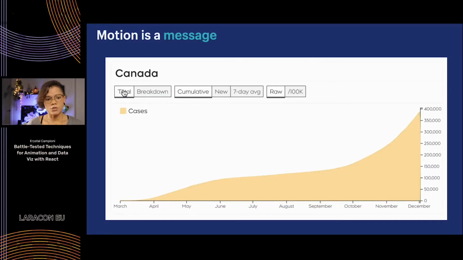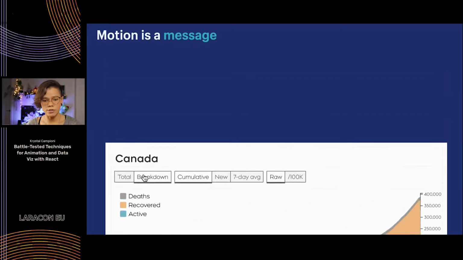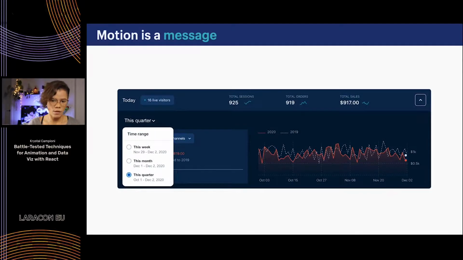There are, of course, situations where motion can drastically improve your perception of what's going on and help you understand the data. Let's have a look at another example. Here we have a chart that compares the number of sales from this year with the same period of last year. We can choose which period we would like to compare, this week, this month, or this quarter.